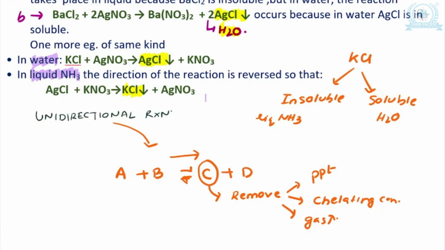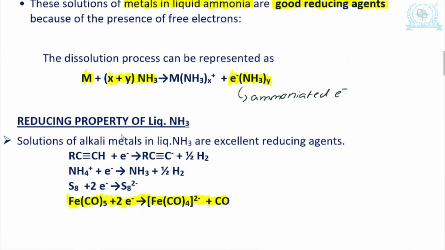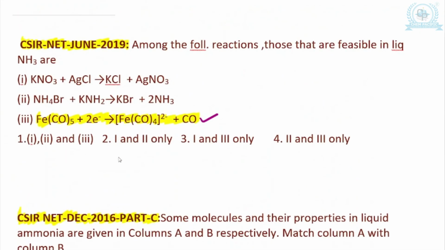So in liquid ammonia this direction is feasible reaction, जहाँ पे KCl precipitate देते हैं. So now let us move back to the question. So whether this reaction is feasible or not. So देखो, so you see KNO3 in AgCl is a feasible reaction because in liquid ammonia KCl results in the formation of a precipitate.